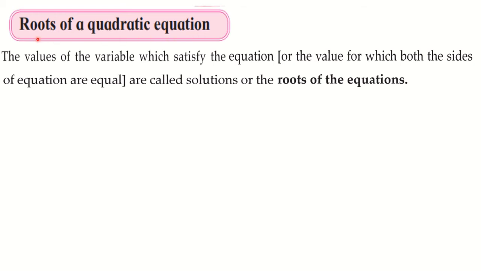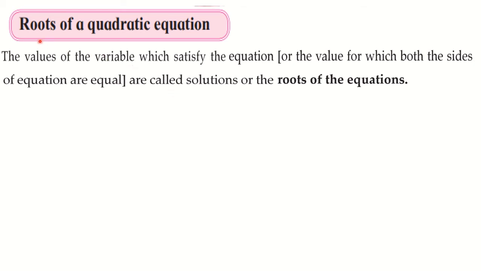We will try to understand what is the definition of roots of a quadratic equation. The values of the variable which satisfy the equation are called roots of the equation. For example, ax square plus bx plus c is equal to 0 is the equation provided to us. The values of x for which both the sides of the equation become equal, those values are called roots of the equation. Also, we call them solutions of the equation.